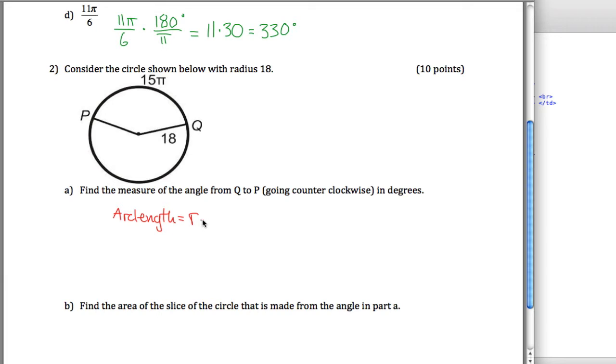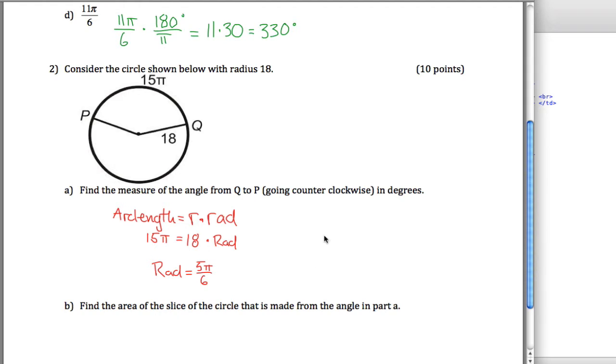Arc length is equal to r times radians. And we know r is 18 in this picture, and we know that the arc length is 15 pi. So the radian measure of the angle, which I'll denote as RAD, is 15 divided by 18, which is the same as 5/6 pi.